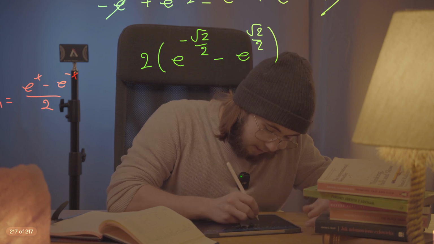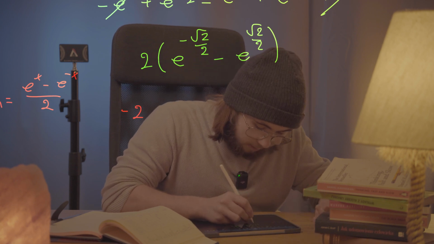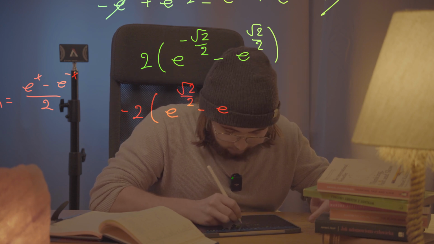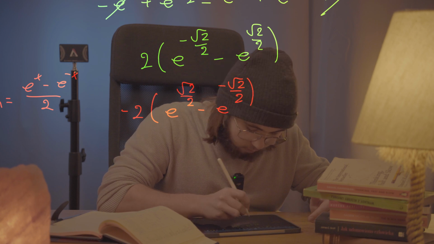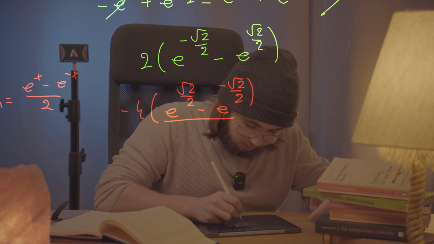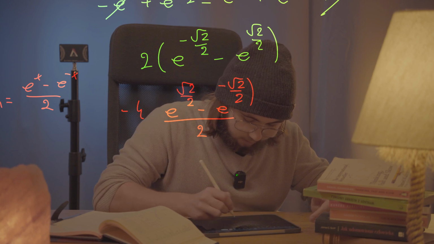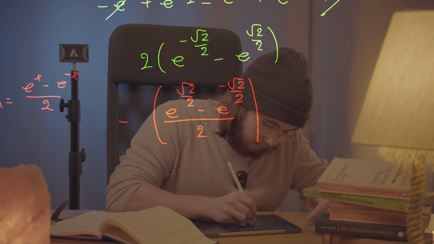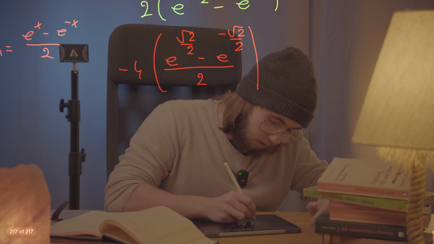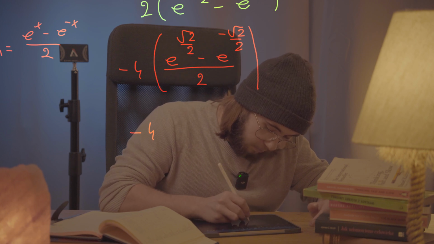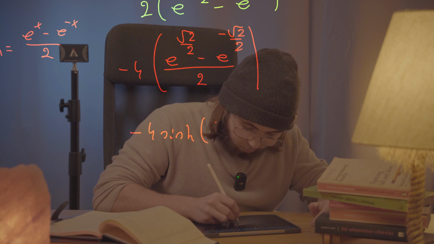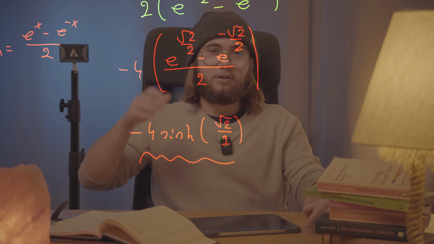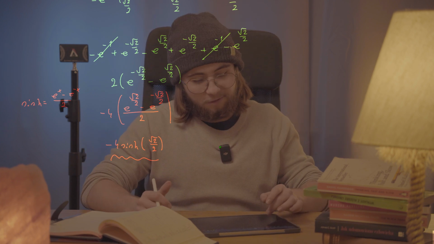We're going to write this entire thing as just negative 2 multiplied by e to the square root of 2 over 2 minus e to the negative square root of 2 over 2. It's going to be all negative 4, and inside here I'm going to just divide this entire thing by a 2. Remake those parentheses so they are a little bit bigger, and we get that this entire integral was equal to negative 4 times the hyperbolic sine evaluated at the square root of 2 over 2, and that's our final answer. So what did we do to arrive here once again?